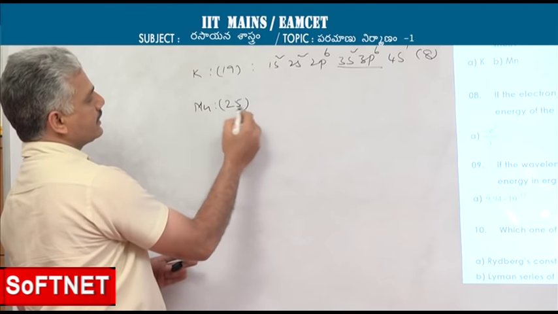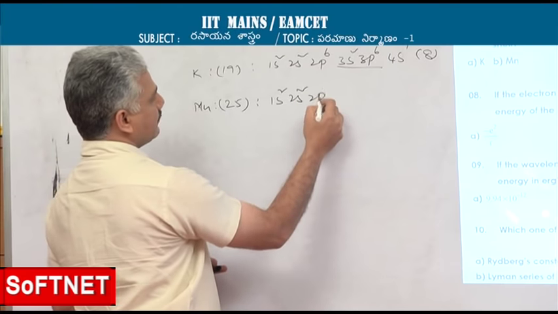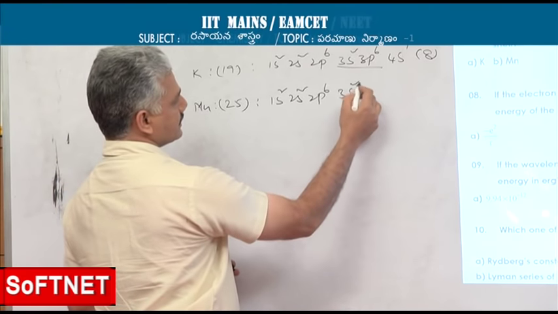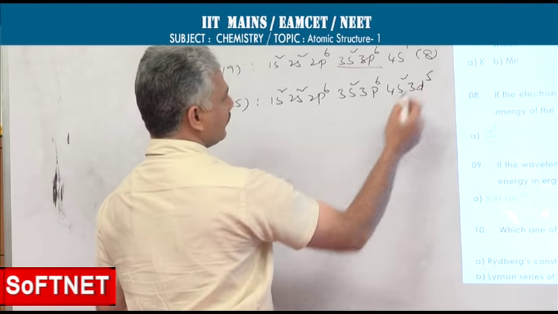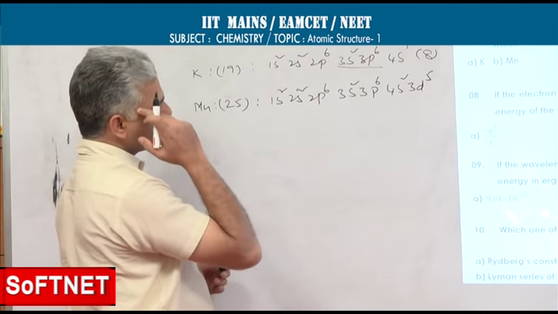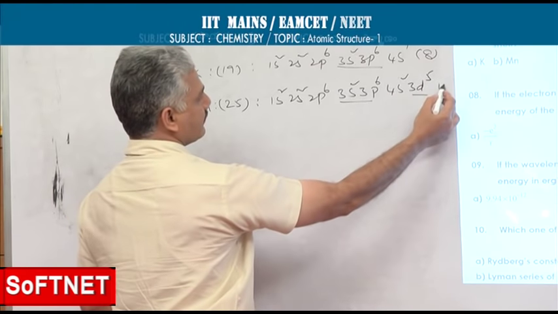For manganese, the atomic number is 25. The electronic configuration will be 1s2, 2s2, 2p6, 3s2, 3p6, 4s2, 3d5. So, the number of electrons present in the third orbit will be 8 plus 5, 13.